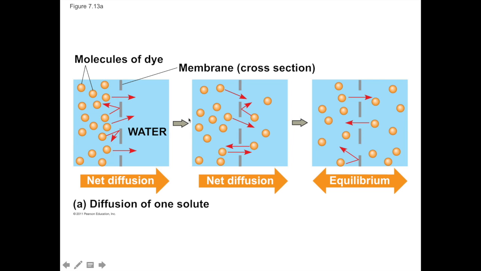So some period of time passes. Some of those orange dots are going to get over to the right side. And then eventually, there's going to be as many of the orange dots on one side of the membrane as on the other. They're going to keep moving around, but the net rate of orange balls moving from left to right is going to be the same as them moving from right to left. And that's what we call equilibrium. Same concentration on either side of this membrane.